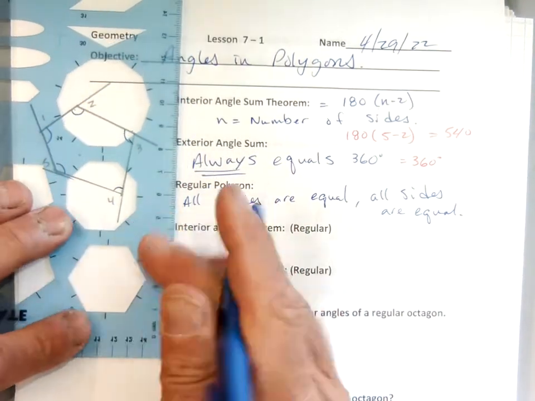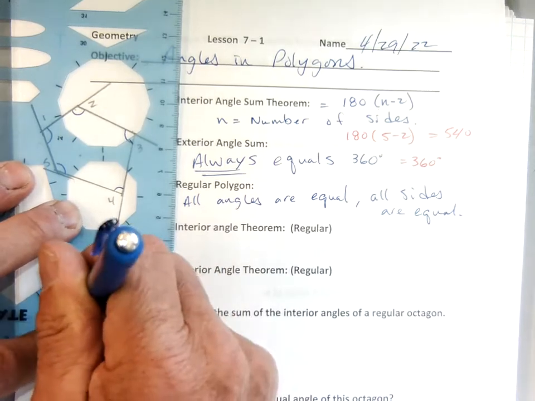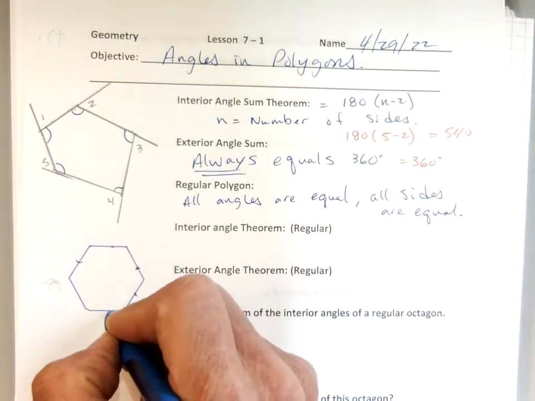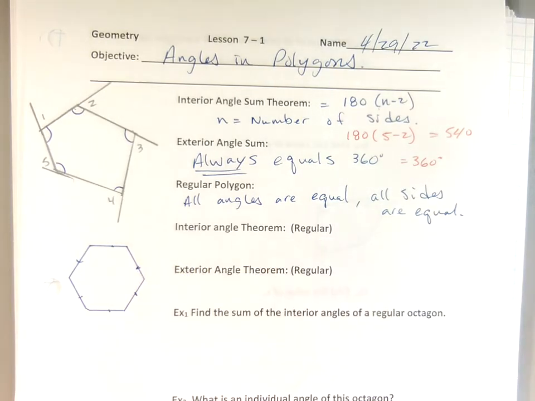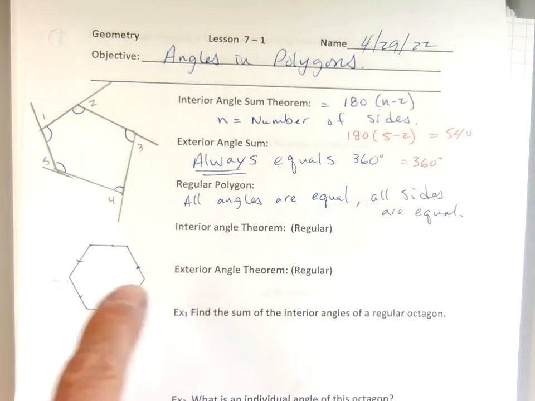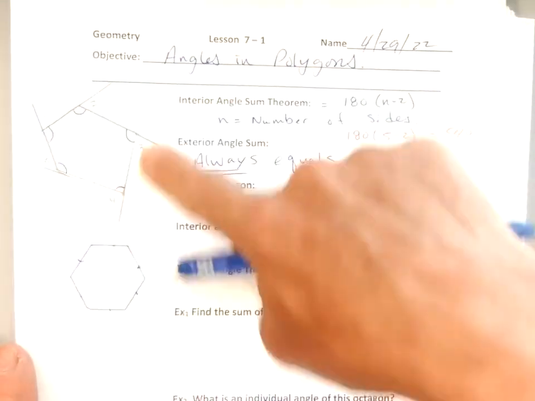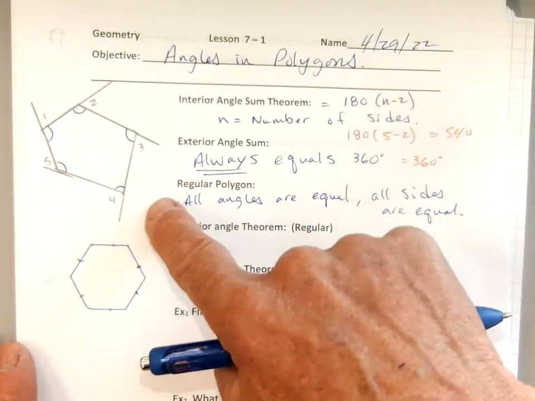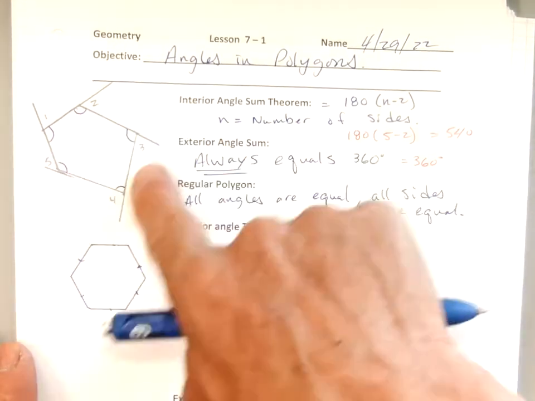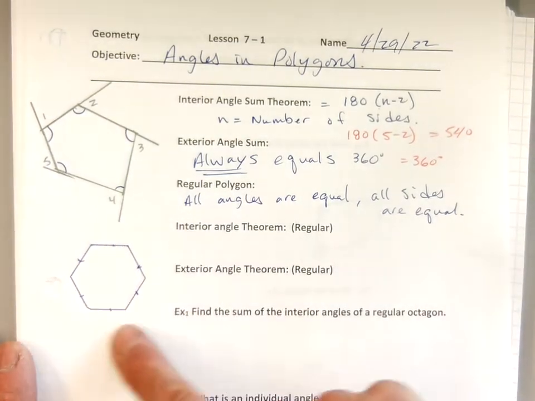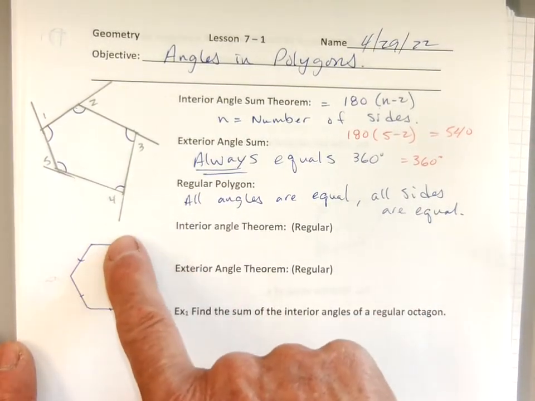Now this is a regular hexagon because you can see that all the sides are equal and all the angles are equal, okay? So if it's regular, then you can find out what each individual angle happens to be. So if I look at my first drawing, I'm sorry, I know they add up to 540, right? But I don't know what they are individually, correct? But on this one, because they're all equal, I can find out what they all are.